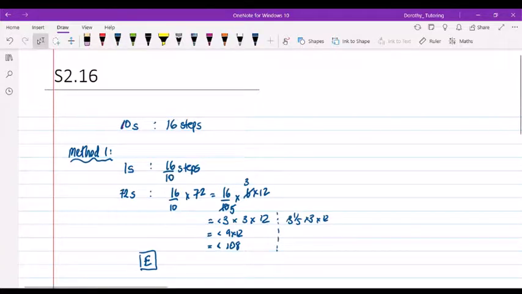Oh yeah, so what I thought is I could work out that step a bit more accurately, but it just gets fiddly. So I'll just move on to method 2.